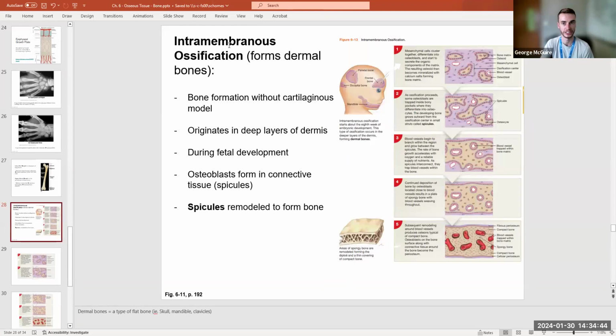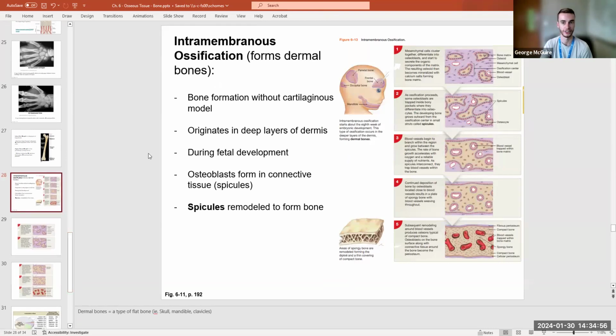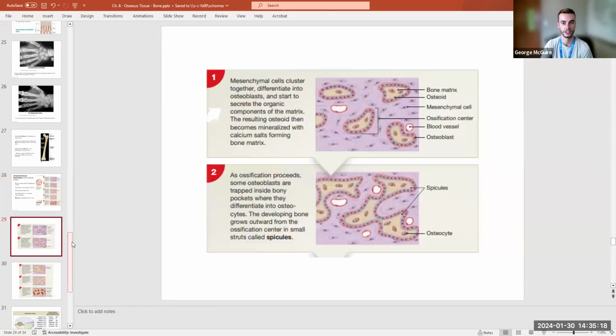So with our endochondral ossification, within the chondrocytes, so within our cartilage, we had cartilage making a model that was then replaced with bone. For intramembranous ossification, we do not have a cartilaginous model to begin with. Instead, we have a whole bunch of these mesenchymal cells, and I'll wait to dive into that until we get to the slides that look at it more deeply. But again, this is originating in the deep layers of the dermis, so part of our skin. Again, this is the creation of bone, so it's happening during fetal development. And these are characterized by these spicules that eventually form that spongy structure. So let's take a look at what that looks like.